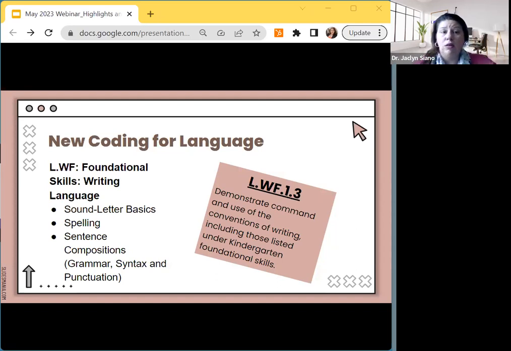So for L.WF, and remember, this is only from grades K to 5, you have foundational skills for writing language. So sound letter basics, spelling, sentence compositions, grammar, syntax, punctuation. So this standard should look very familiar because this is almost word for word what it was before, but it was someplace else. And now it's been recoded and moved into language, and specifically into language, foundational skills, writing language.